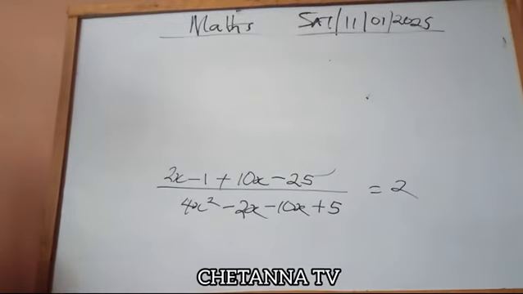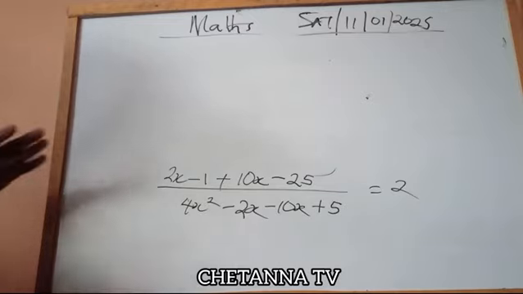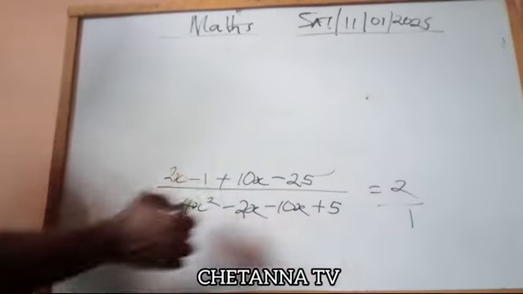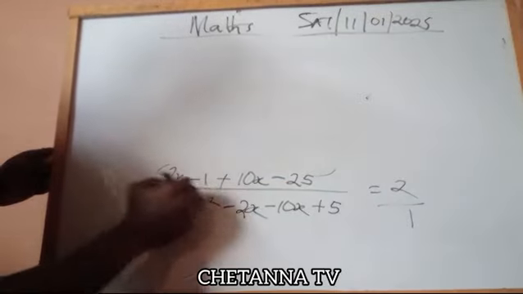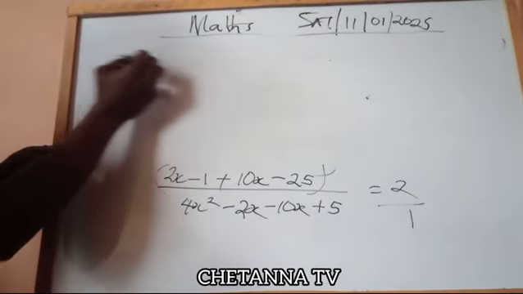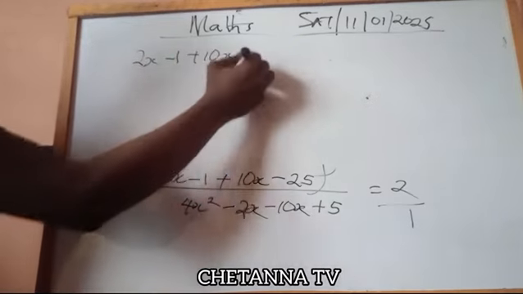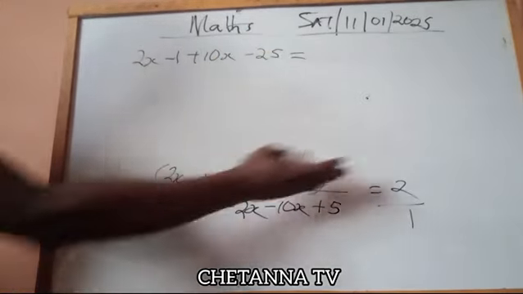Okay, now. If we want, at this point we can multiply, then collect like terms. Is it clear? I think it's better we do it now. Remember that here is something over what? So if you cross multiply, you have everything here times 1. Everything here times 1 is the same number. So we have 2x minus 1 plus 10x minus 25 is equal to everything here times 2.